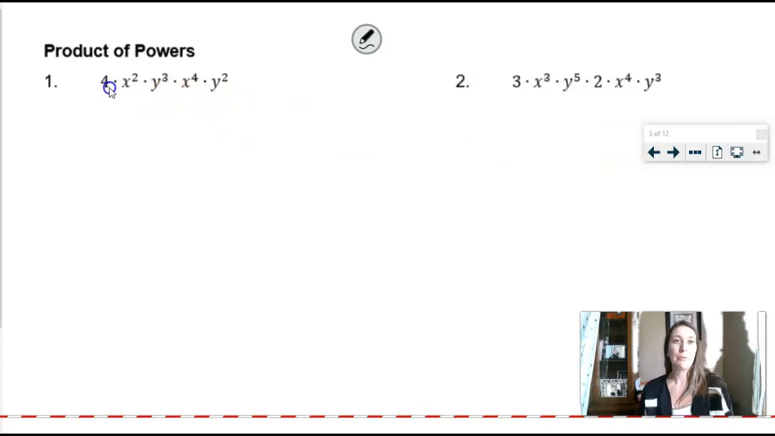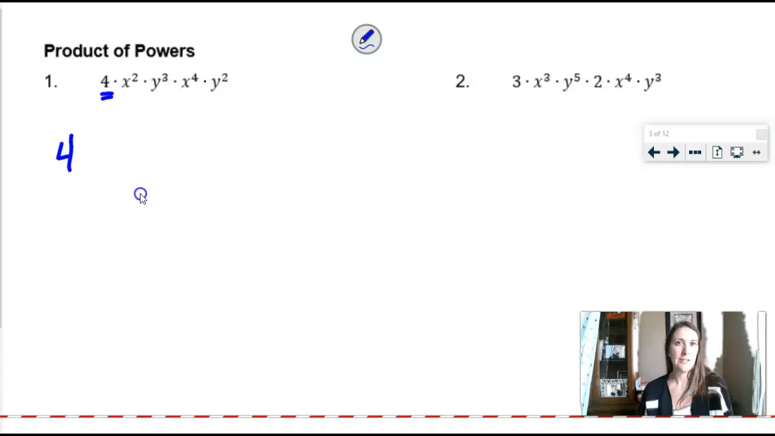So one thing I like to do, and if it isn't already done for me, I might do this anyways, I would rewrite all of my problem with little multiplication dots in between all the terms, because I think that really helps kids remember these are all different bases. And the first thing I'm going to look for is, are there any coefficients in this problem? There's one coefficient in this problem, and it's a 4.